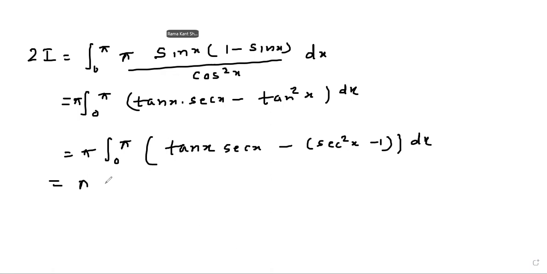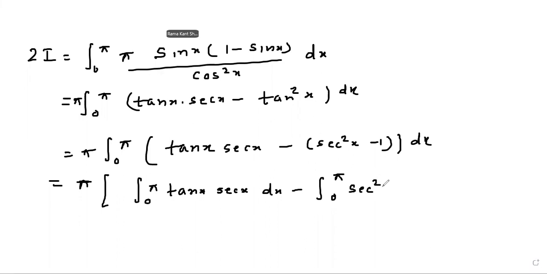So we can split the integration keeping pi outside. So pi, then integration 0 to pi tan x sec x dx minus integration 0 to pi sec square x dx plus integration dx 0 to pi. Now integration of tan x sec x is sec x, integration of sec square x is tan x, integration dx is x, and then we can put the limits to get this. So it is simple. Now let's go to question number 33.